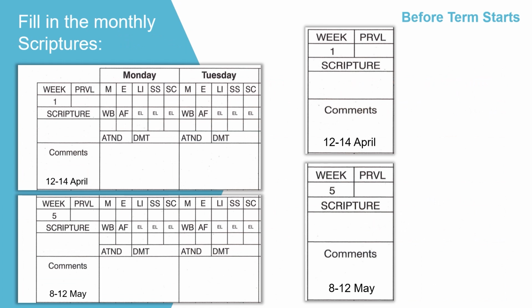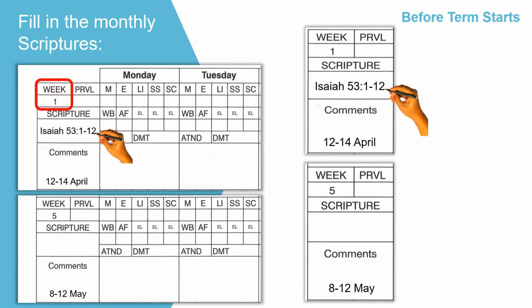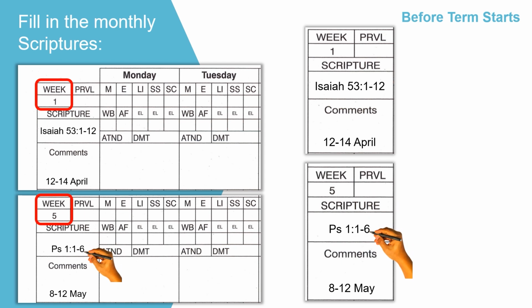Also fill in the monthly scriptures for week 1. The scripture is indicated as Isaiah 53 verse 1 to 12, and for the next 3 weeks that area is kept blank. It is not filled in again. In week 5 a new scripture is started and it is filled in there for week 5, Psalm 1 verse 1 to 6.